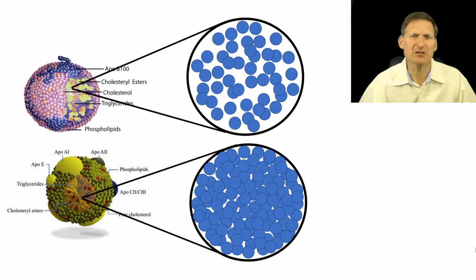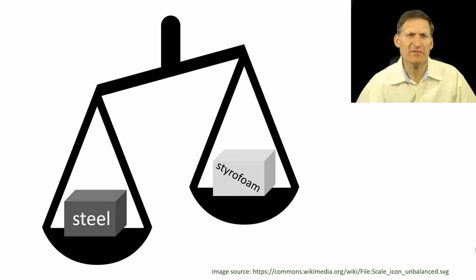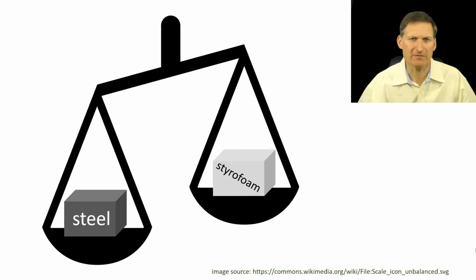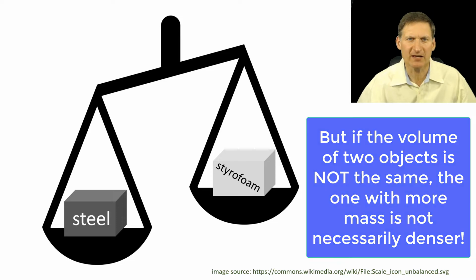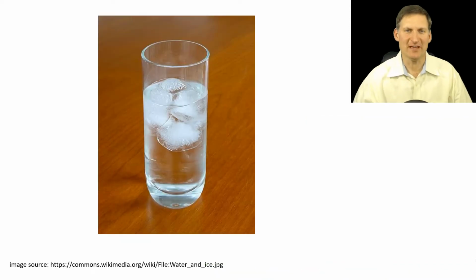Let's consider some things you're more familiar with. Let's say you have equal volumes of steel and styrofoam. We know steel has the higher density because its mass is greater than the styrofoam. Steel would be like the HDL and styrofoam like the LDL. Here's another familiar example. You probably noticed that ice floats on water. It doesn't sink to the bottom. Why is that, you might ask?